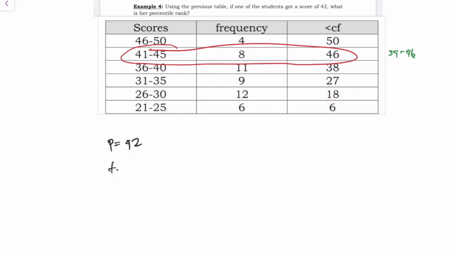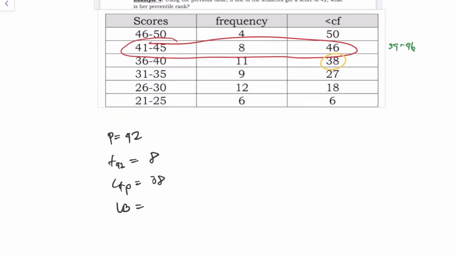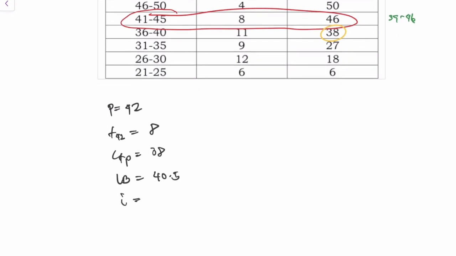Now let us extract the needed values. So we have frequency here, we have 8. We also have CFP, for which we use the cumulative frequency below it, which is 38. We also need LB. We look at the score interval 41 to 45. 41 is the lowest, then let us subtract 0.5 from 41. So 41 minus 0.5 is 40.5. Again, the class interval size is 5 and the total sum of frequency is 50.